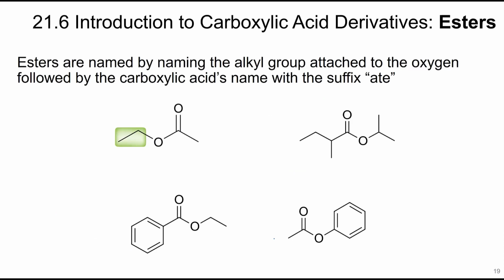Esters are named by naming the alkyl group that's attached to the oxygen first, followed by the carboxylic acid's name with the suffix -ate. This one here on the other side of the oxygen in green is an ethyl group. And then this is the acetic acid. So this becomes ethyl. So you drop the -ic acid and end it in -ate. So this is ethyl acetate, or ethyl ethanoate.